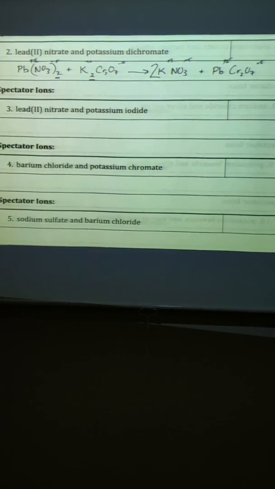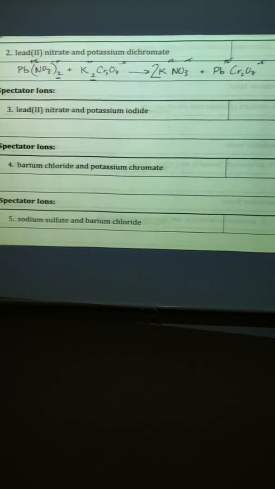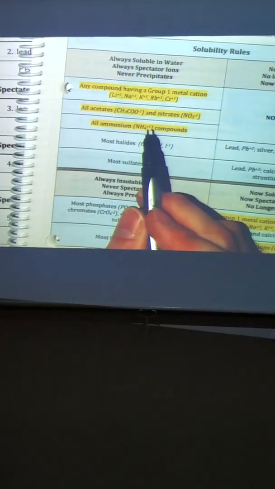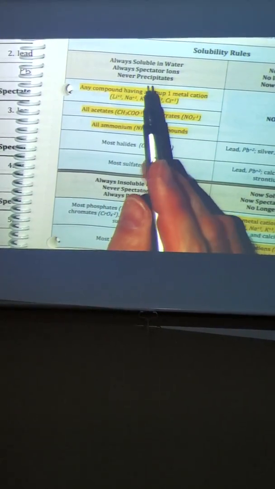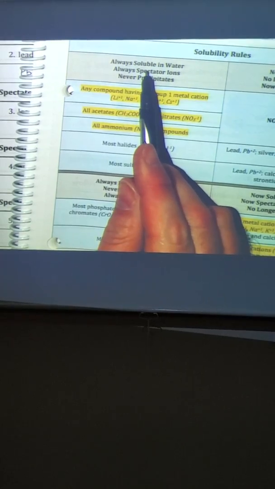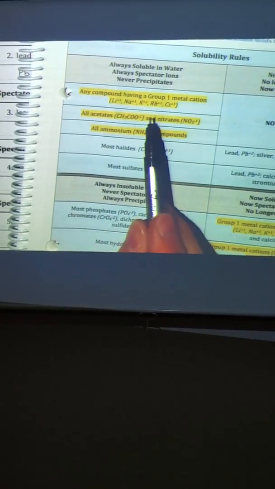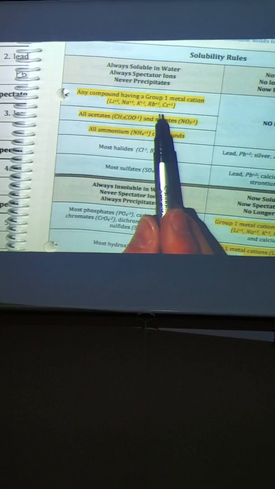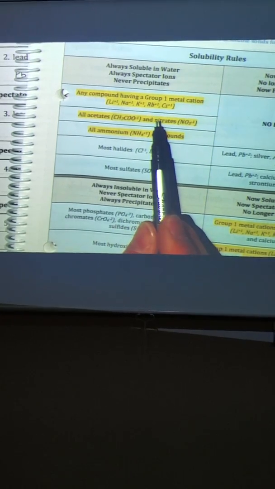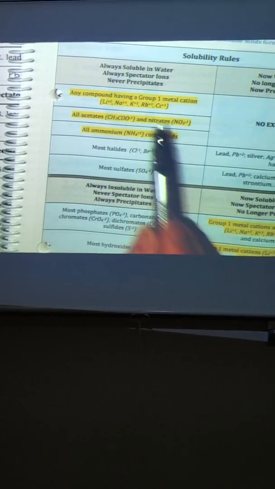We just need to look at solubility rules. But I'll remind you over and over again, look for the ones in yellow. These are the ones that are always spectators, always soluble, and usually present in the reactants because they're safe. They're safe, meaning you can put them in the water, you know they're going to dissolve because they're always soluble no matter what.